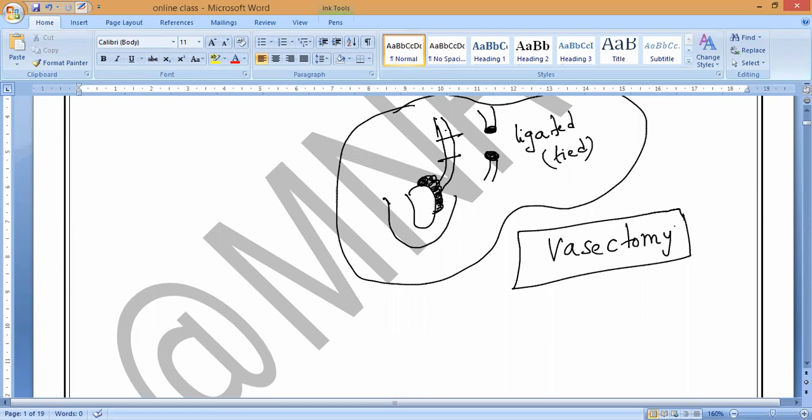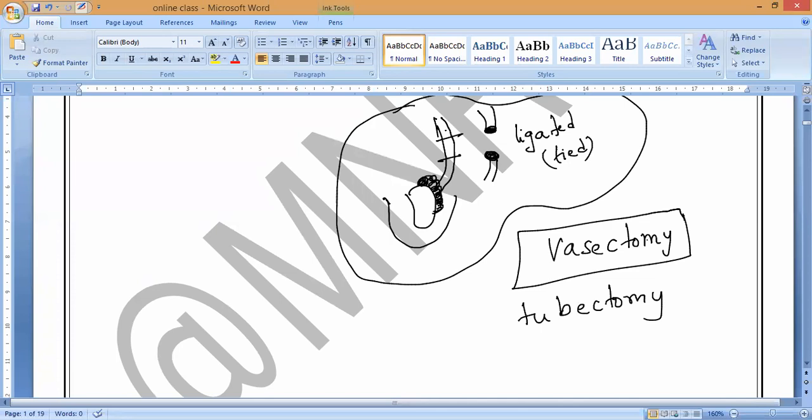That is, in the testis, the male reproductive system, it is done. So please write it. Vasectomy. Surgical operations are again of two kinds: one for males and another for females. In males we call it vasectomy. Next, in females we call it tubectomy. I will explain what this tubectomy is. So first of all, you write vasectomy.